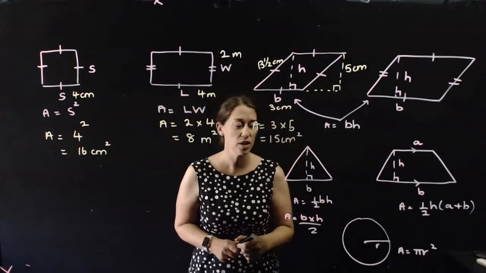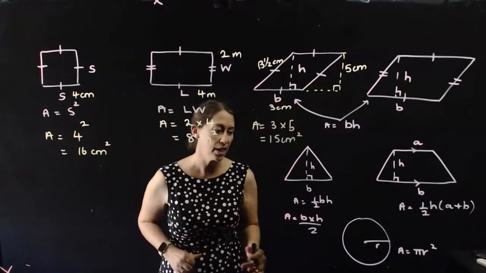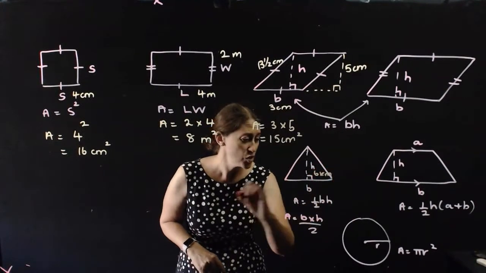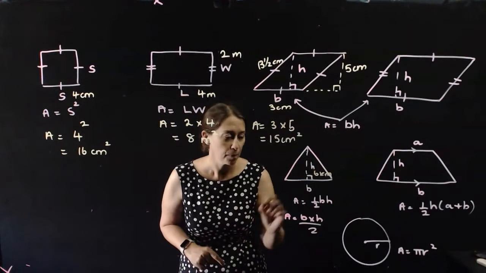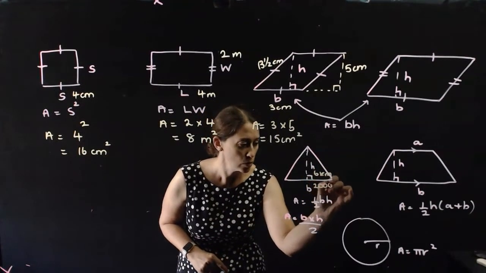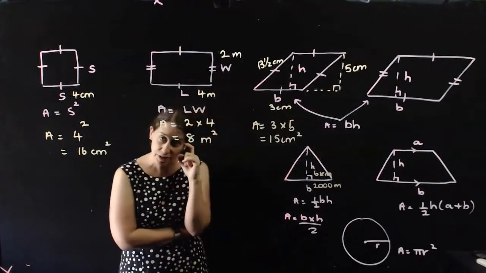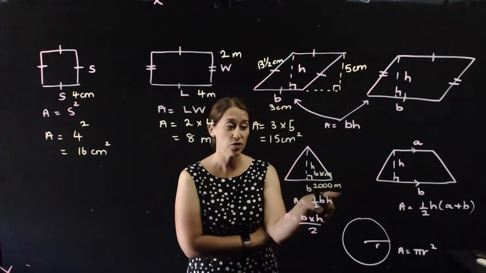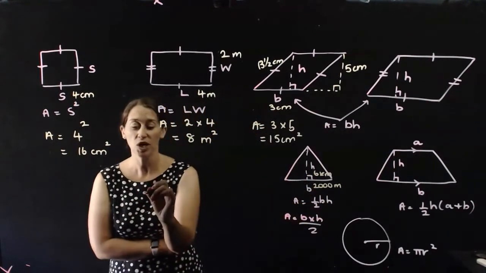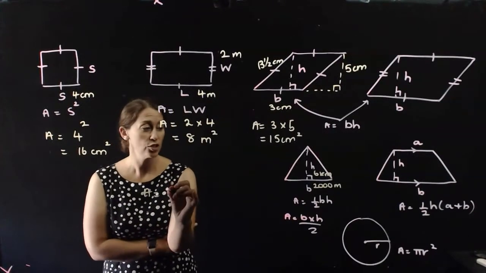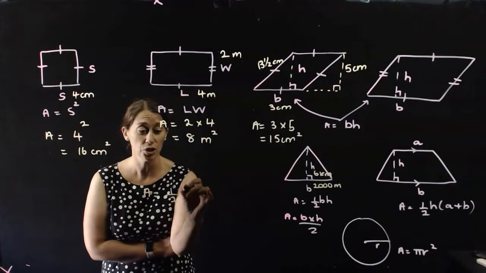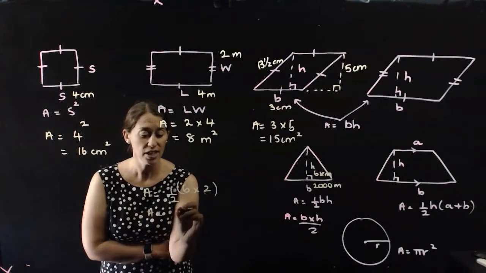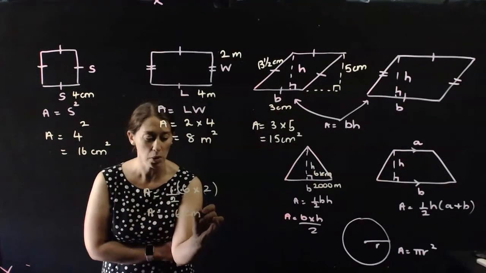Again, the height could be on the outside. You've just got to look at where that perpendicular height is. Let's have a height of 6 kilometres. And the base, let's suppose the base is 2,000 metres. We clearly need to have the same units when we're working out area. So it would be appropriate for me to do my unit conversion and say that's 2 kilometres. So when I work out the area of this triangle, I'm going to do a half of 6 times 2. 6 times 2 is 12. Half of 12 is 6. So I'm dealing with an area of 6 kilometres squared.